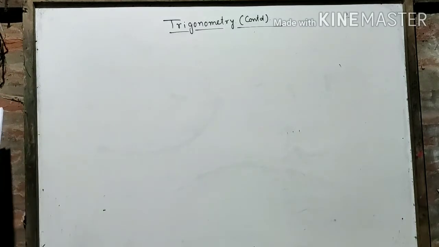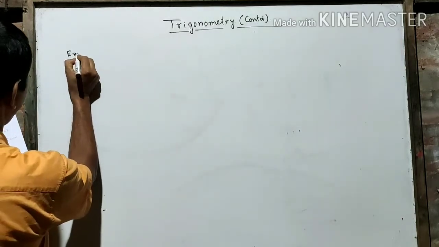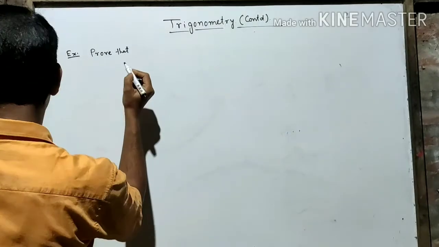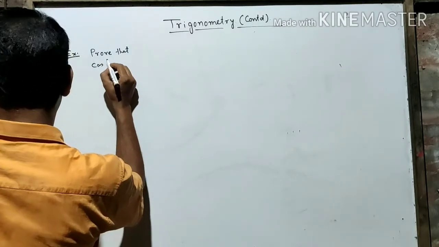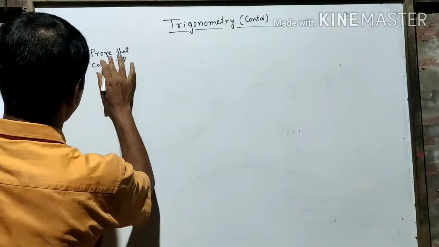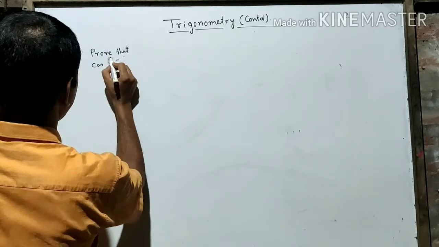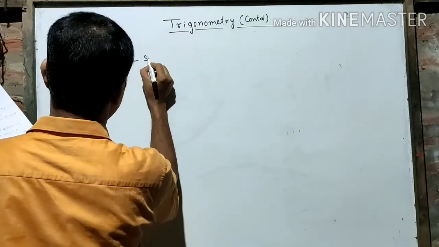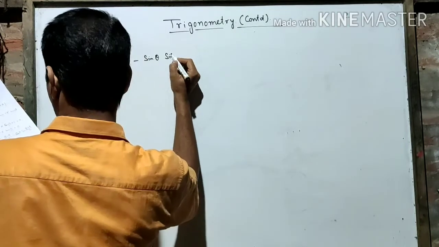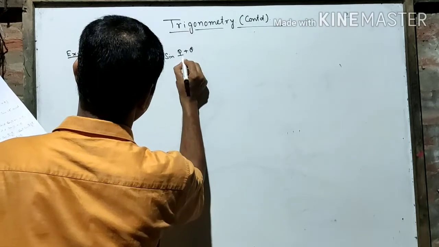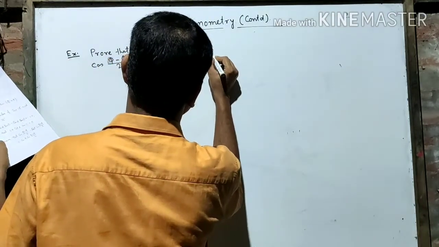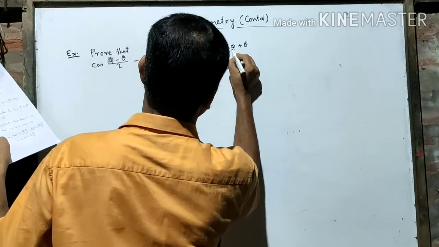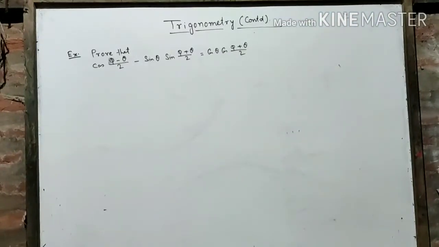Next question is, prove that cos of (theta minus (phi minus theta by 2)) into cos of (phi minus theta by 2) minus sin theta into sin of (phi plus theta by 2) is equal to cos theta cos of (phi plus theta by 2). Okay. So what to observe here?